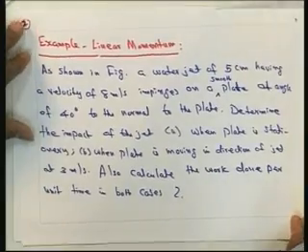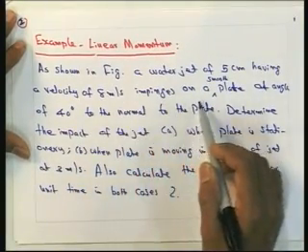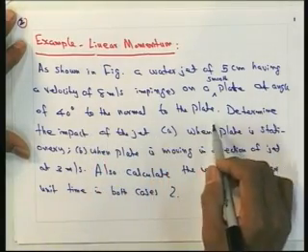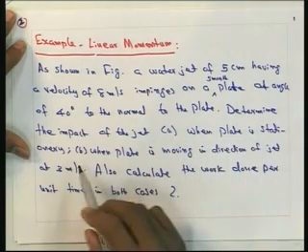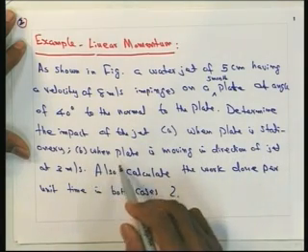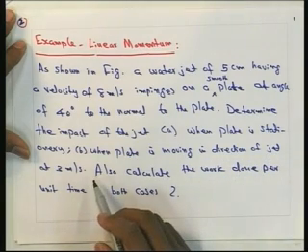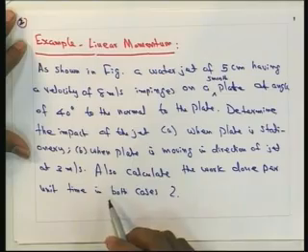So we have to find: a water jet of 5 centimeter diameter having a velocity of 8 meter per second impinges on a smooth plate at an angle of 40 degree to the normal to the plate. We have to find out the impact of the jet when the plate is stationary, case A, and case B, when the plate is moving in the direction of the jet at 3 meter per second. Also calculate the work done per unit time in both cases.